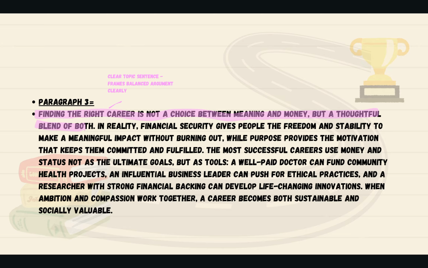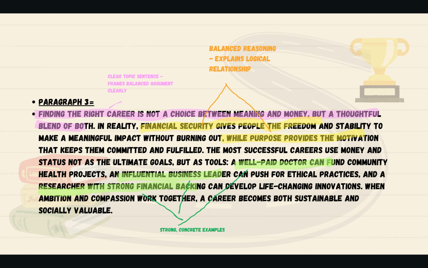Here in the pink quote, we can see a clear topic sentence, and this frames our balanced argument clearly. In yellow, we can see balanced reasoning, which explains the logical relationship between both arguments. And in green, we can see strong, concrete examples to back up the point we're making in this paragraph.